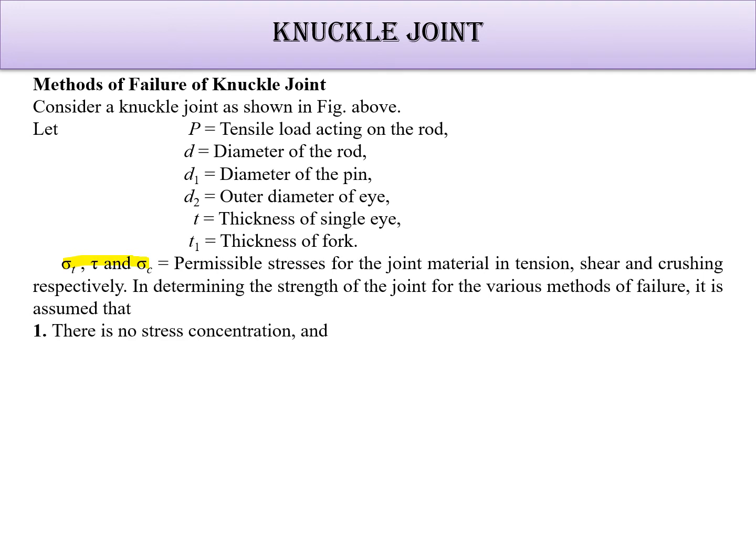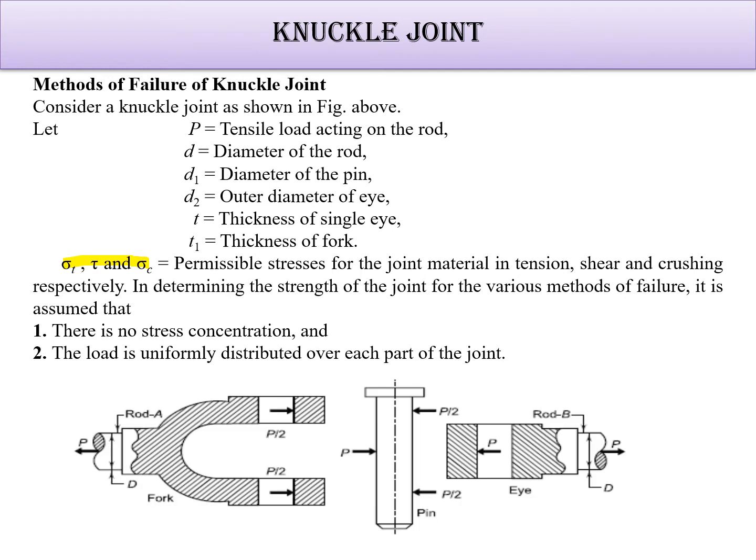Now there is no stress concentration which we are considering. These are the assumptions which we have made to check the design of the knuckle joint. Next, the load is uniformly distributed. So this is how the load is distributed here. This is the pin which bears the whole load, you can say. Here the tensile load acts because of the single eye, and here the tensile load acts because of the double eye. So the load acts in this direction for the double eye, and for the single eye it is in this direction, which is shown here. Clear?